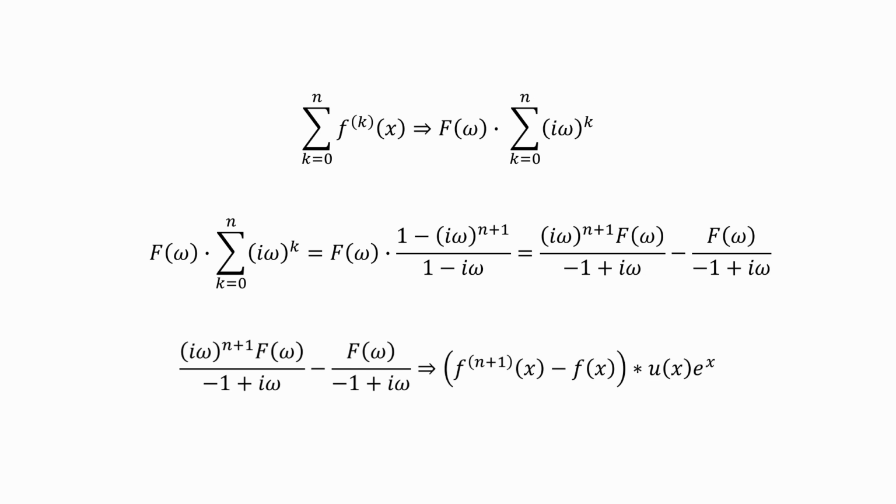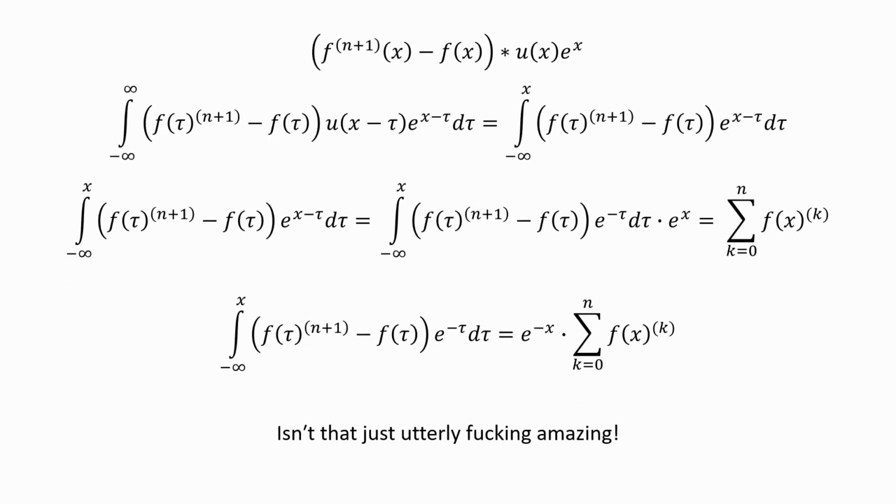So now we can convert our Fourier space function into the real world again, and we find that we have a convolution between the (n plus 1)th derivative of the function minus our original function and the unit step function times e to the power x. Now we can write out this convolution integral. As you can see, as we take e to the power (x minus tau), we see that e to the power x is independent as you multiply it, and thus we can take it out of our integral.